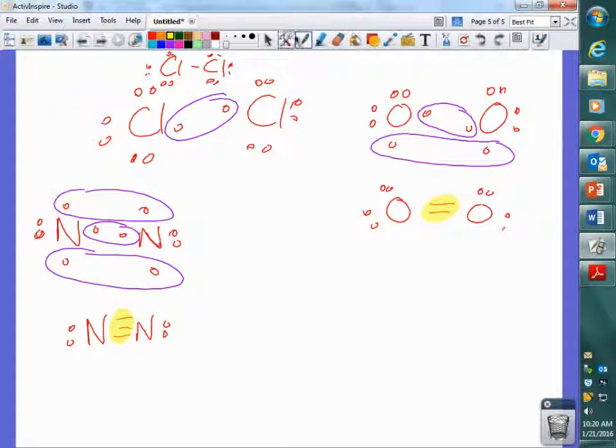Ronnie, what element might be possible for us to do 4 shared pairs of electrons? Carbon. Do you understand why, or did you just say it because Devlin said it? That's fine. You can just say it. It is carbon, by the way.